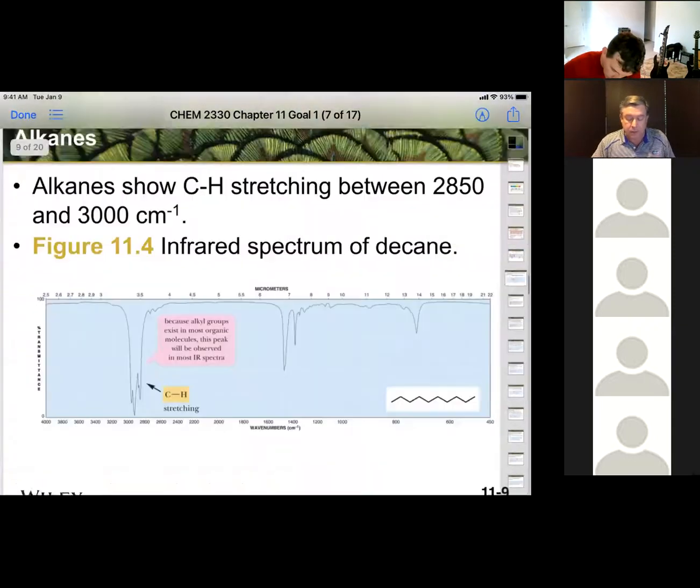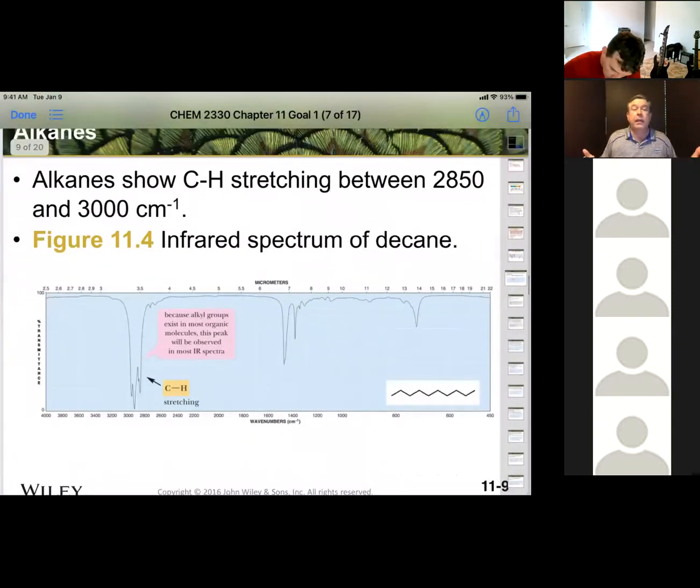Okay. So the first thing we want to look at is the alkanes. So think about the bonds we have available to us. We have a carbon-carbon bond, and that's going to be just below 1500. Okay. And we have a carbon-hydrogen bond, and that's going to be just below 3000. Okay. So let's look for those peaks and see if we see anything else.